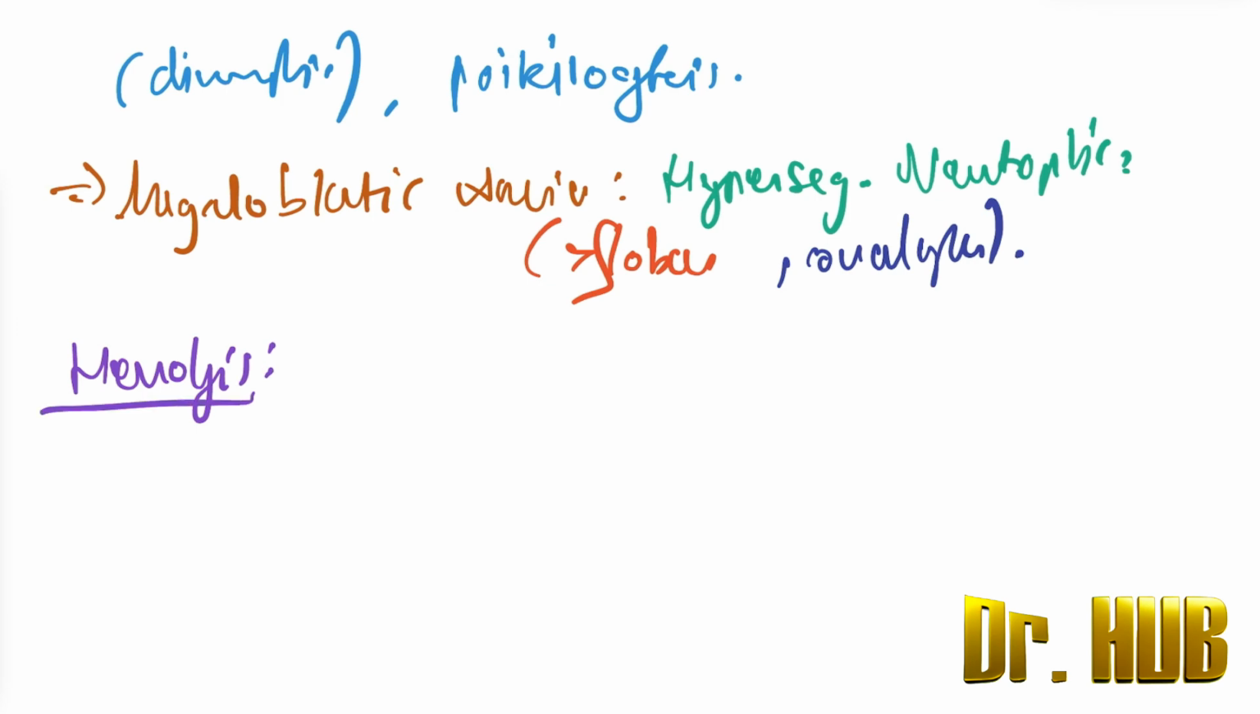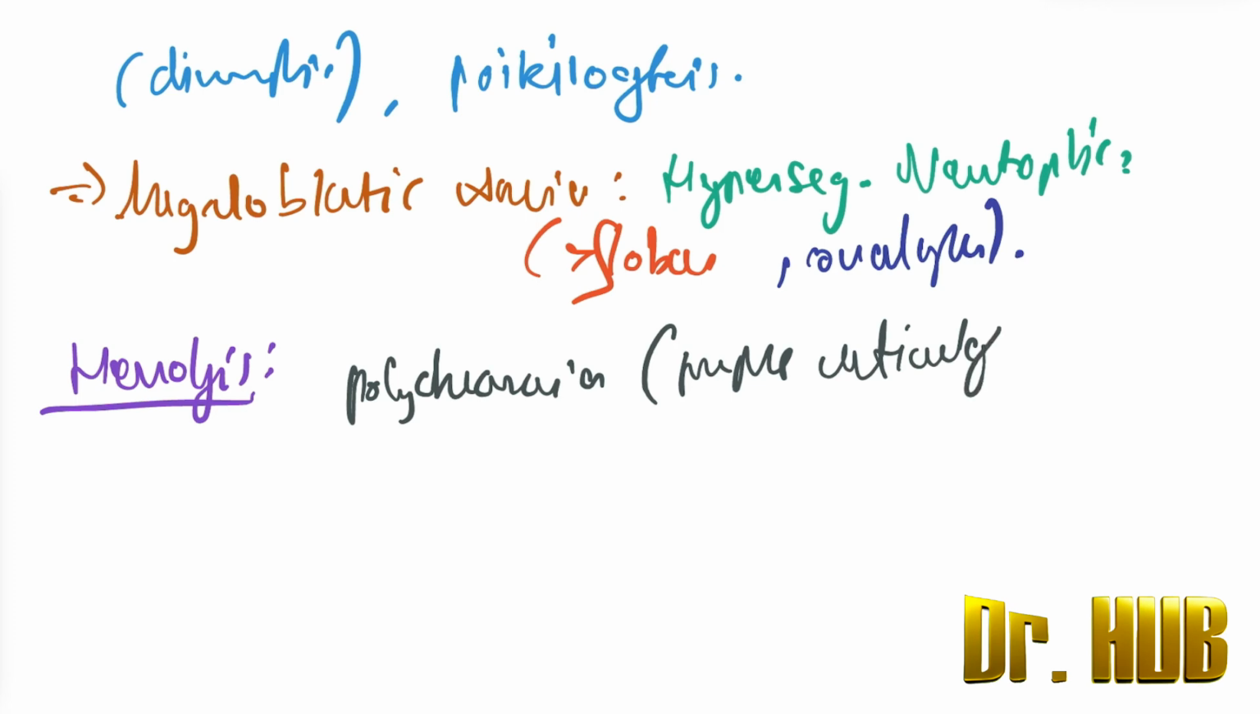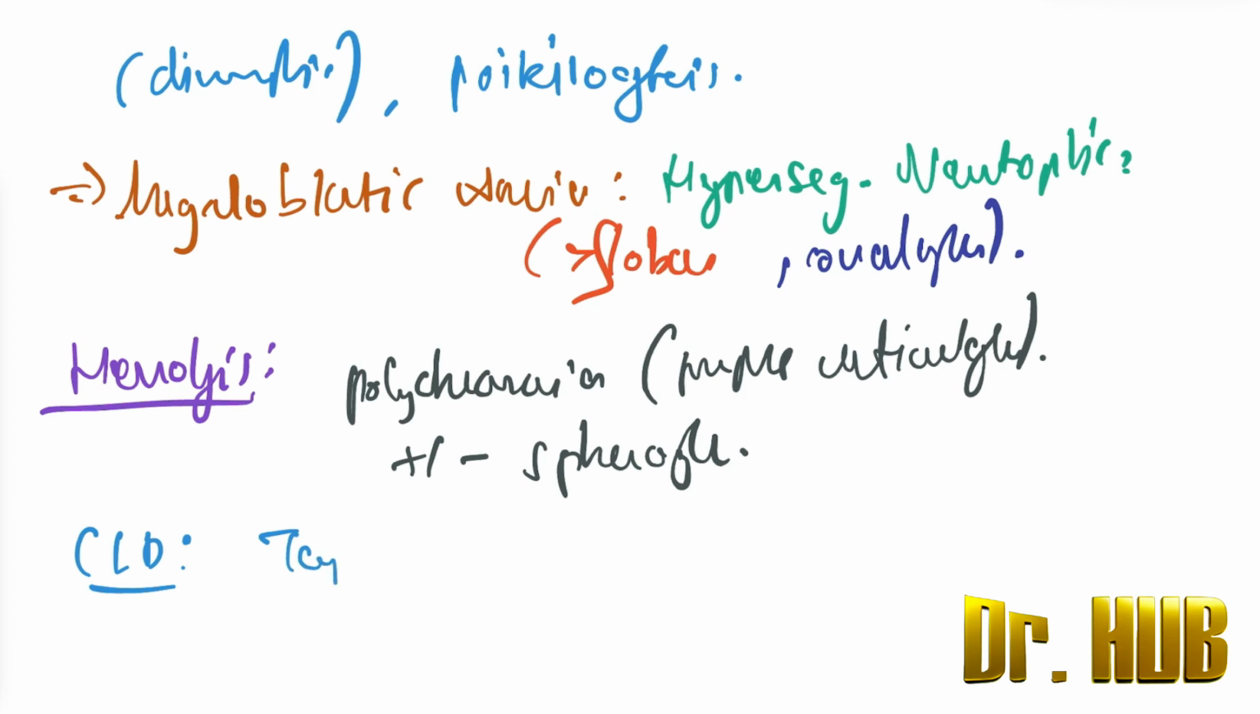Then comes hemolysis. Under hemolysis, there is polychromasia, a purple reticulocyte, and spherocytes can be seen. Then we look at chronic liver disease. As per chronic liver disease, it contains target cells.